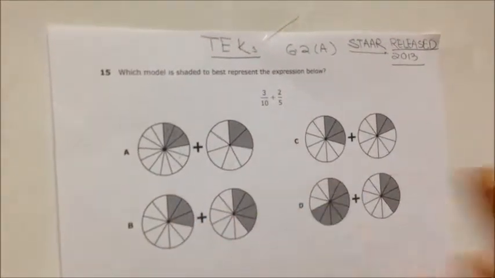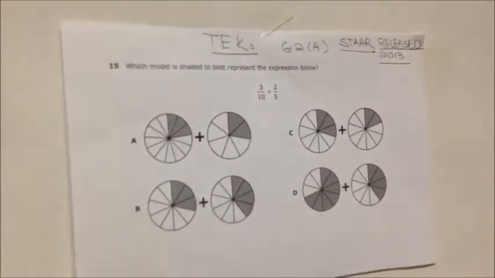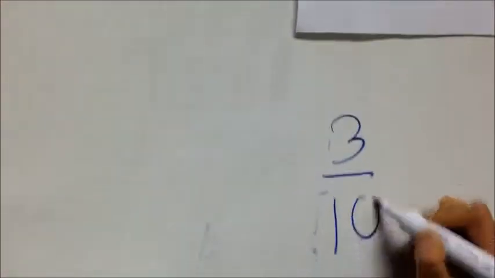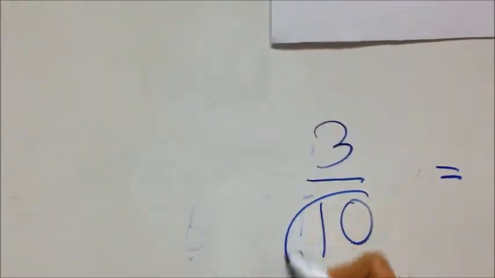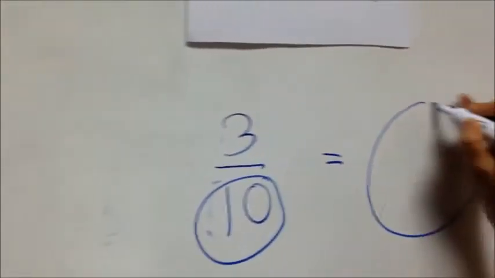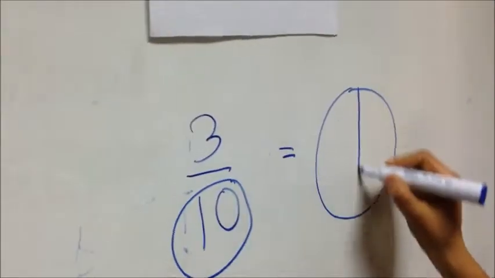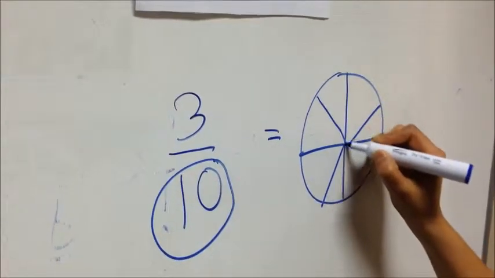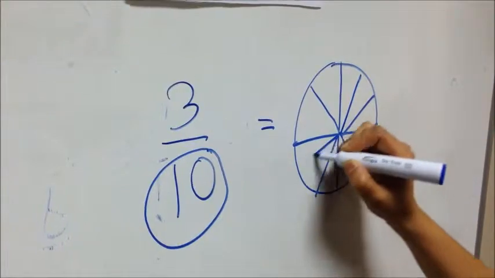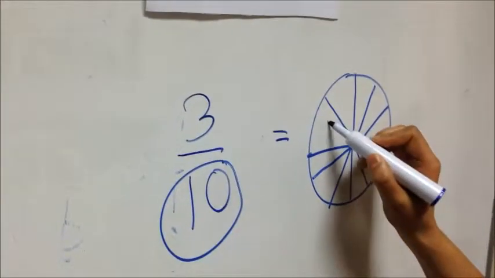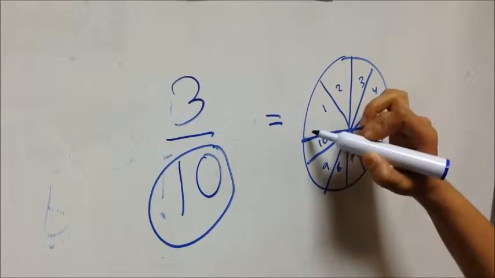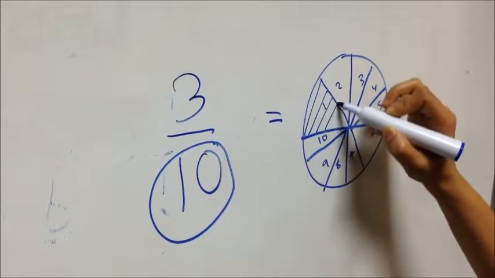Now, before we go ahead and look at these options, let's model how this expression looks in a circle. So 3/10 means there are 10 parts in a circle. Let's make 10 parts since the denominator is 10, and 3 parts are shaded. So here's 1, 2, 3, 4, 5, 6, 7, 8, 9, and 10. And we have to shade 3 parts.